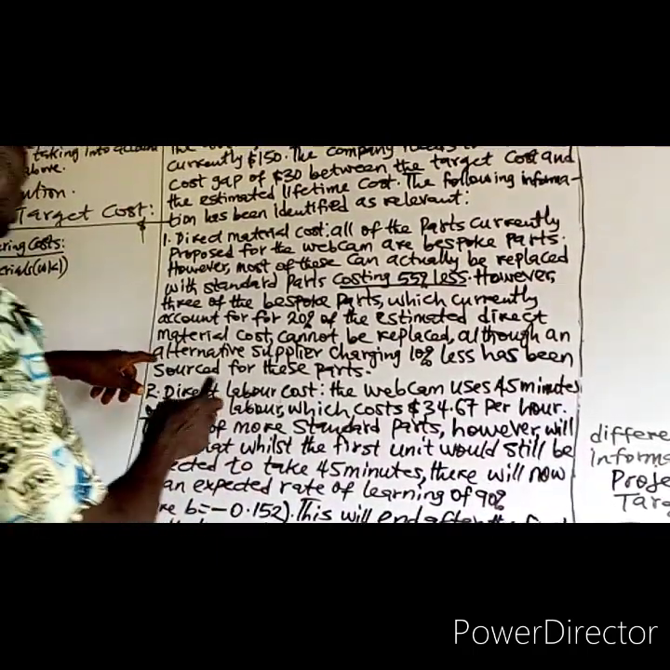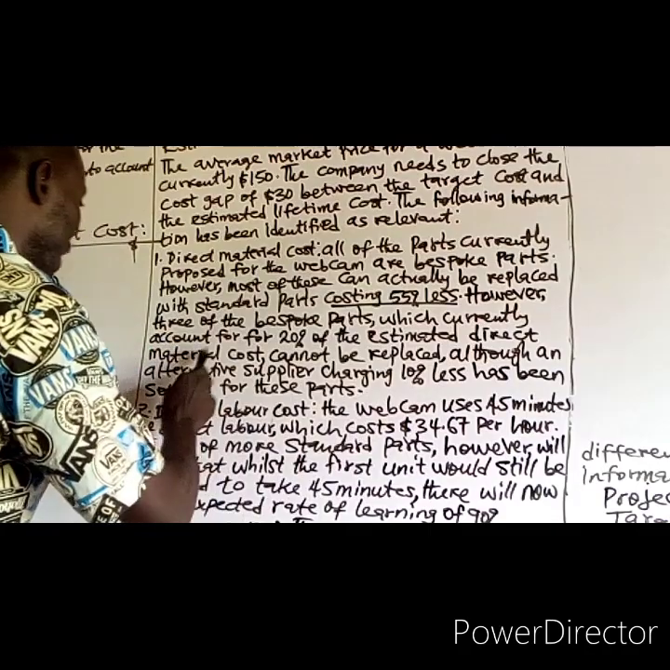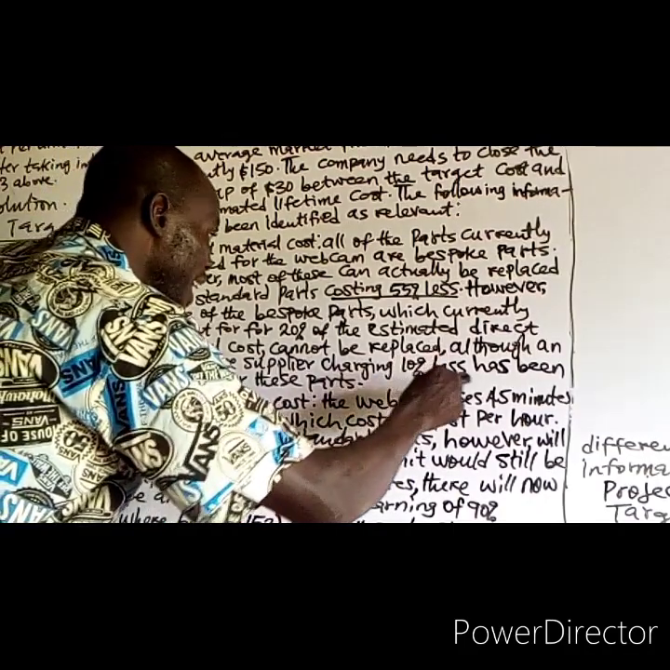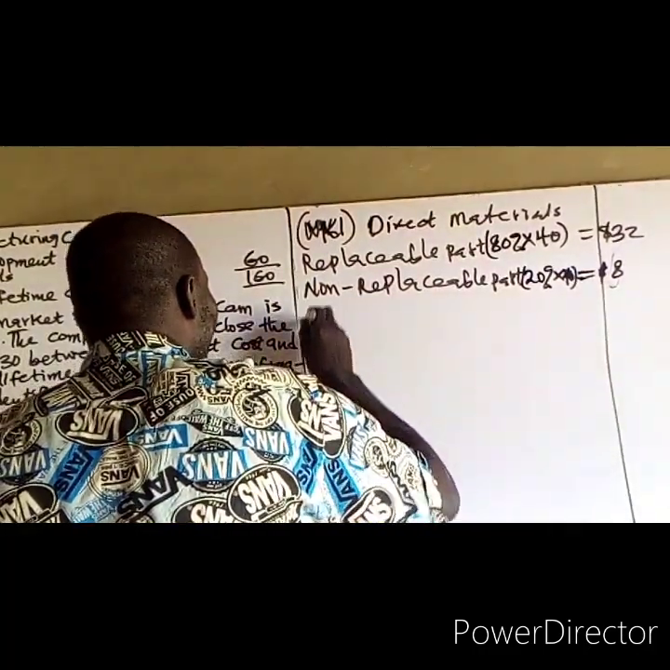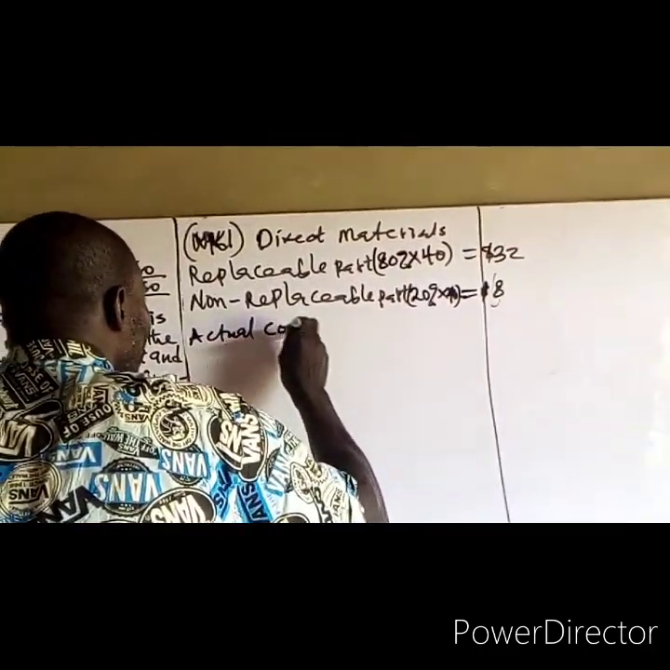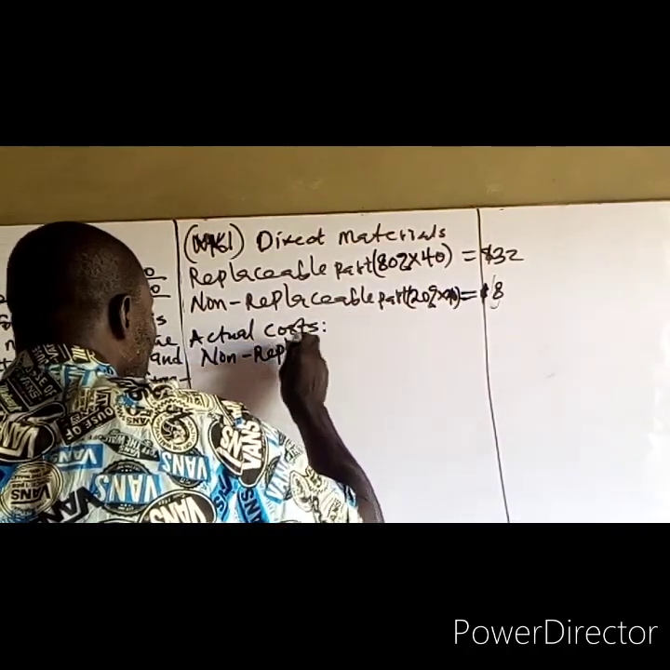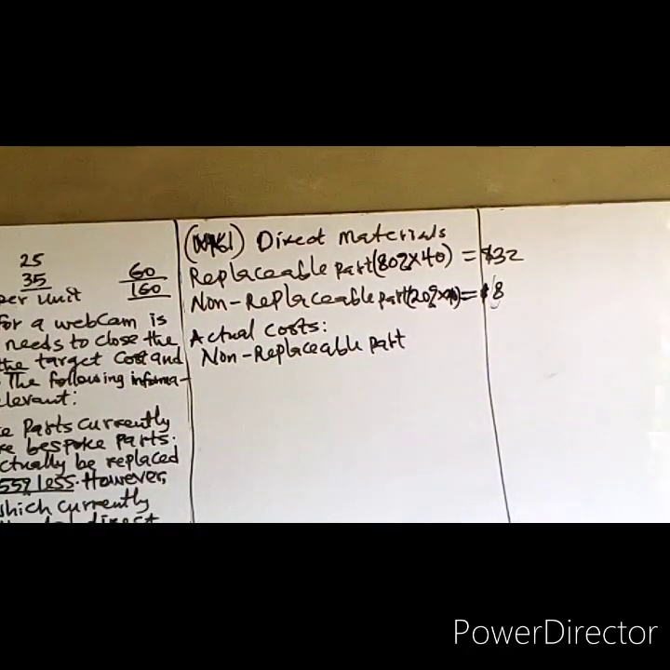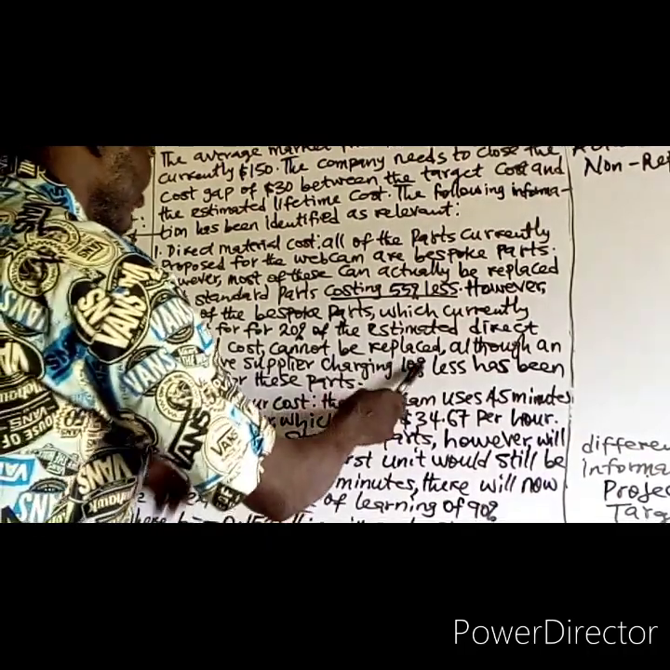Now let's go ahead. For the non-replaceable part, 20% of the estimated direct material cost cannot be replaced, although an alternative supplier charging 10% less has been sourced for this part. So the actual cost for the non-replaceable part: the alternative supplier is charging 10% less.